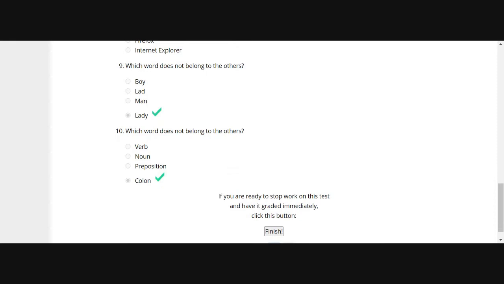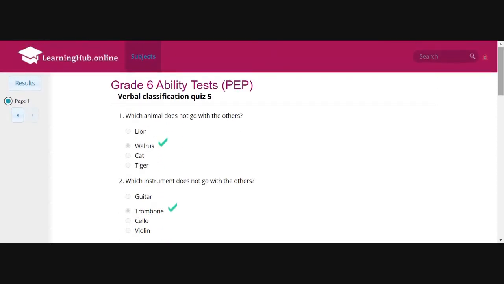Which word does not belong? You have verb, noun, preposition, colon. Now, verb, noun, and preposition, those are all parts of speech. Colon, that's a punctuation. All right, so I did promise I wasn't going to stay long today, but we did an entire quiz on the Learning Hub.